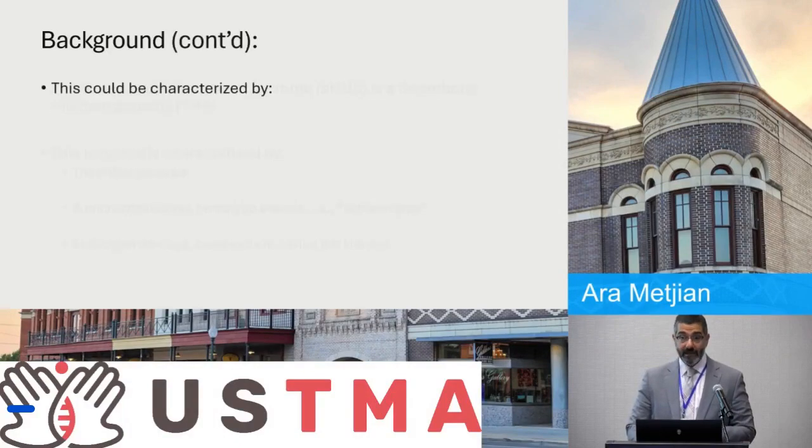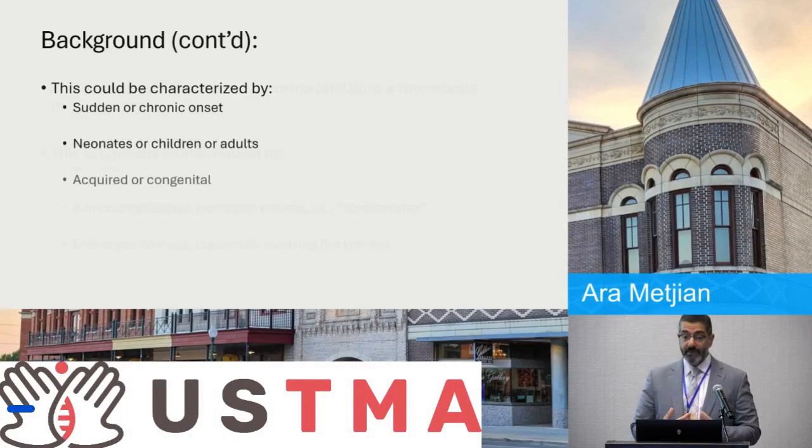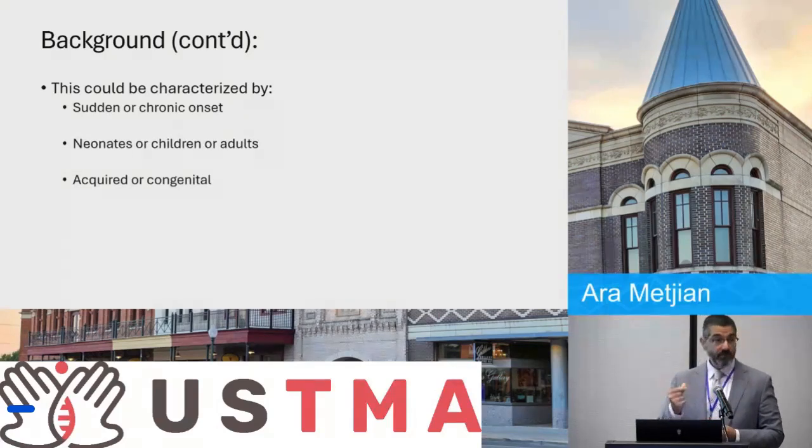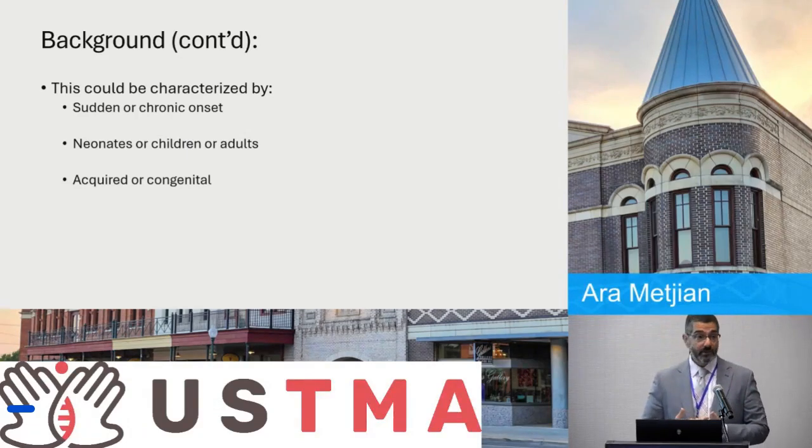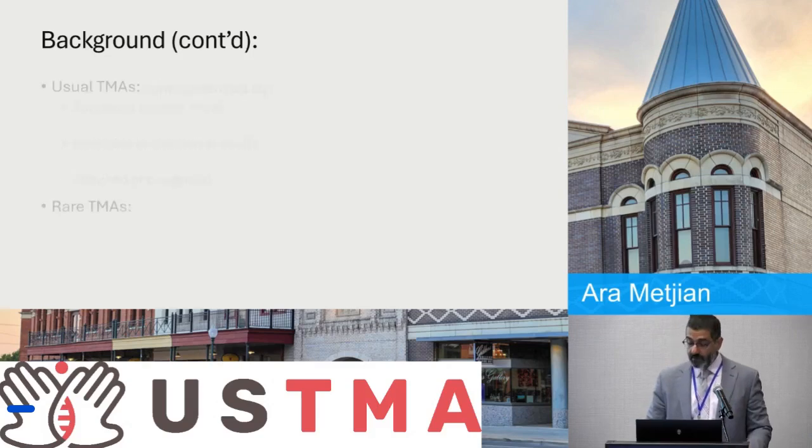This could happen suddenly, someone who's feeling well gets a minor cold or a medication, then all of a sudden something's wrong, or it could happen chronically over the course of time. In certain conditions, we can see this in the newborn period, in children, or in adults, and this can be acquired, which means someone was perfectly healthy up until their 75th birthday and then this happens. Or it could be something that is lifelong. That's how we can categorize the different types of thrombotic microangiopathies.